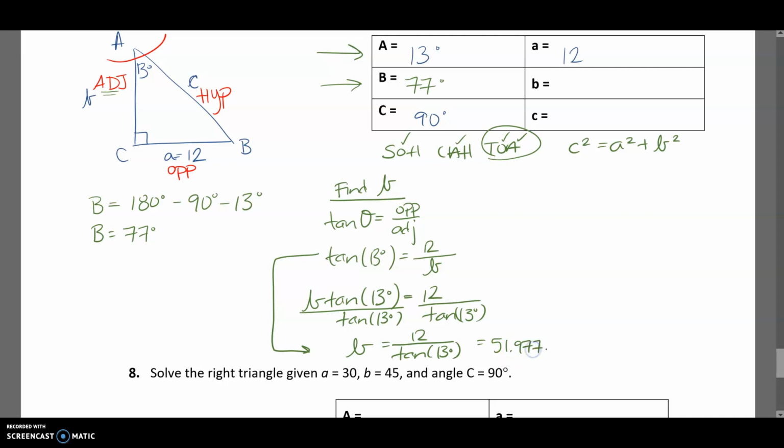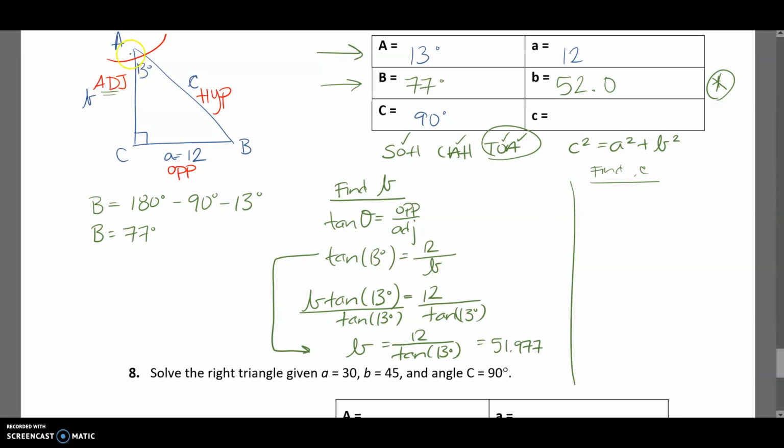Rounded to one decimal place as our question says. Side B is 52.0. Last thing to do is solve for side C. I could use the Pythagorean Theorem now that I know two sides. If I'm doing that, I need to use the unrounded value of B. So I find it easier to go back to my given values and use a trig ratio again.